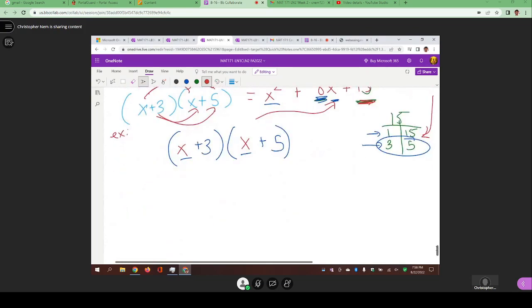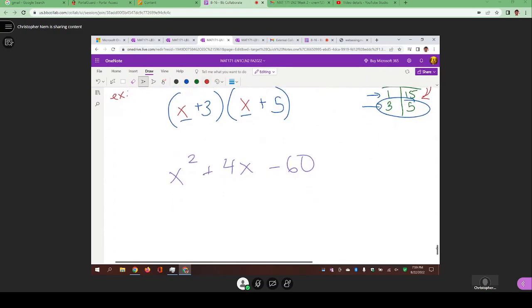So let's try another example. Let's do x squared, let me write it below. Use a different color. Let's do x squared plus 4x minus 60. Well, in this case, when we're doing our guess and check method of this trinomial right here, this is minus 60. So we have to get the factors of minus 60.